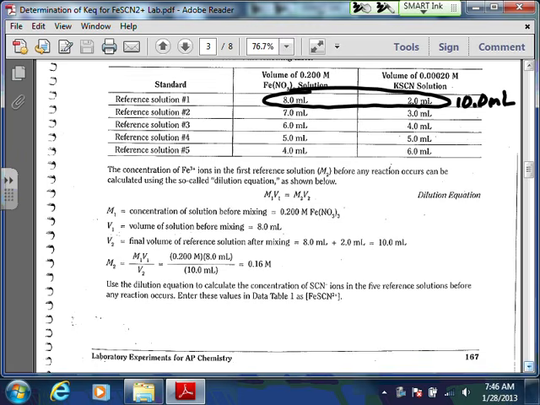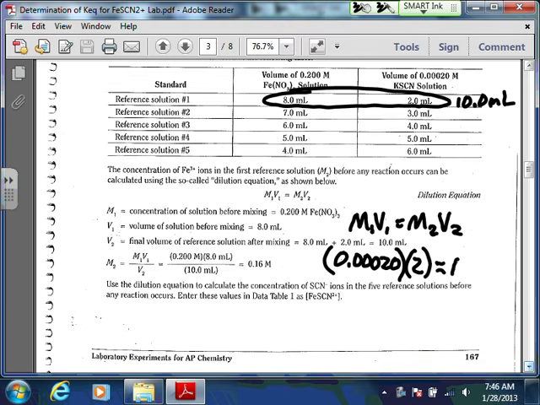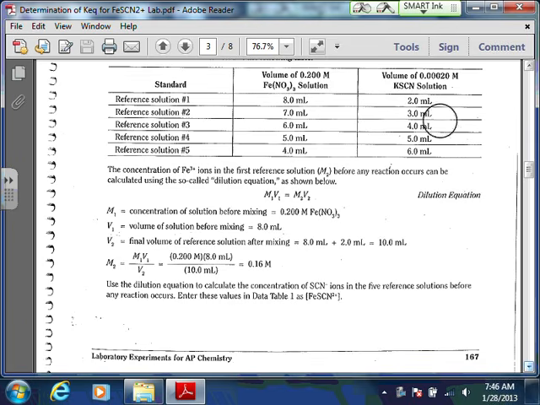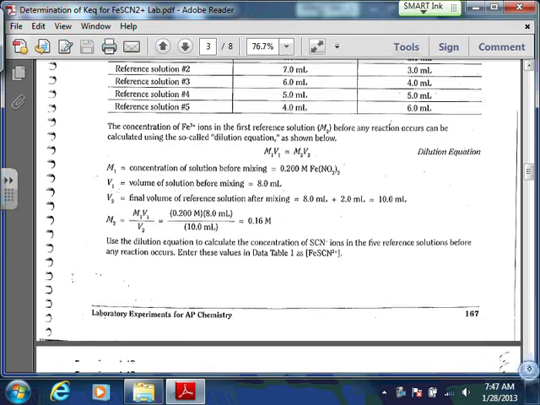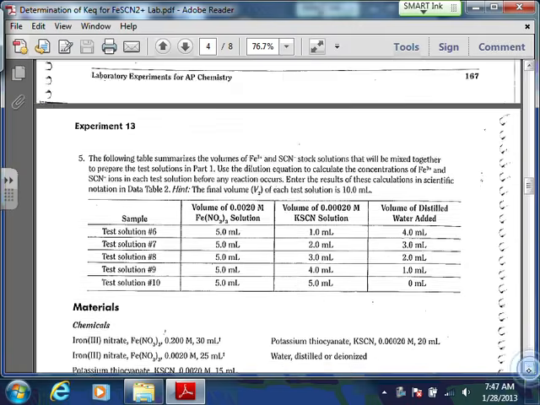So what you have to do is an M1V1 equals M2V2, where you've got your initial molarity is 0.00020, multiply that by your initial volume, which is 2 milliliters, and that's going to be equal to your M2 times 10 milliliters, because once we add the iron to it, that just dilutes the solution. Okay, so then that will give you your concentration of the SCN minus in the reference solutions. Okay, so you have to make sure that you do that. You have to take into account that this thing is going to be diluted before it even reacts, which makes it even less concentrated.